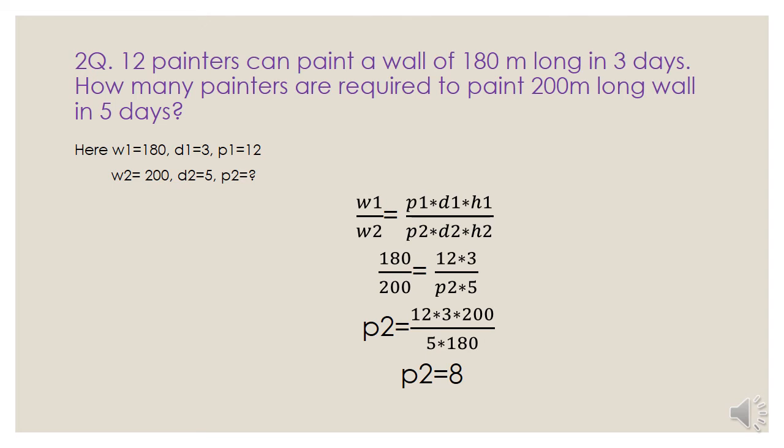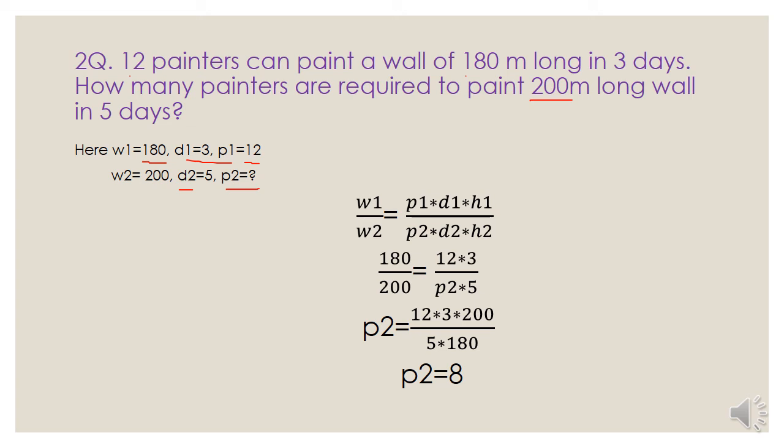Here, if 12 painters can paint a wall of 180 meter long in 3 days, how many painters are required to paint a 200 meter long wall in 5 days? Here we can get the values of W1, D1, P1, W2 and D2 from the question, and we have to find the value of P2. From the question, W1 is equal to work done for a 180 meter long wall and D1 is equal to 3 days and P1 is equal to 12 painters or 12 workers and W2 is equal to work done for a 200 meter long wall, D2 is equal to 5 days and P2 we have to find.